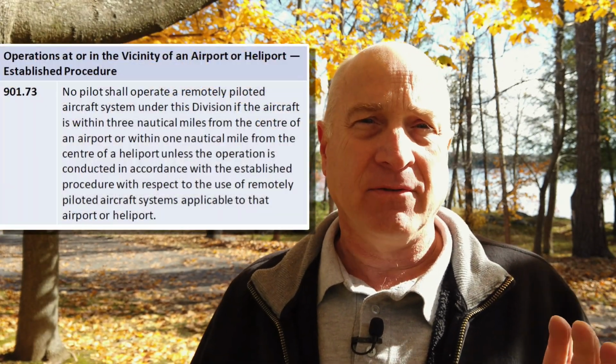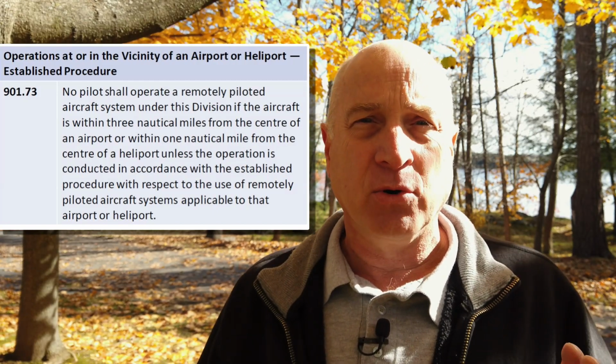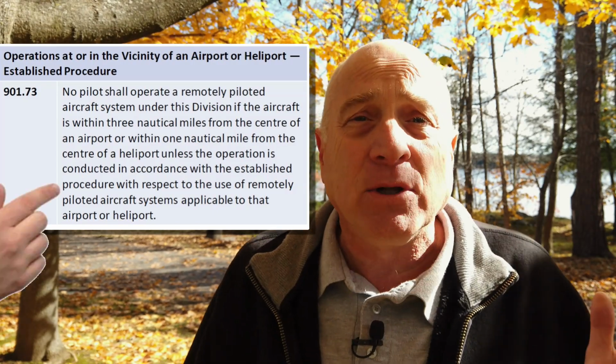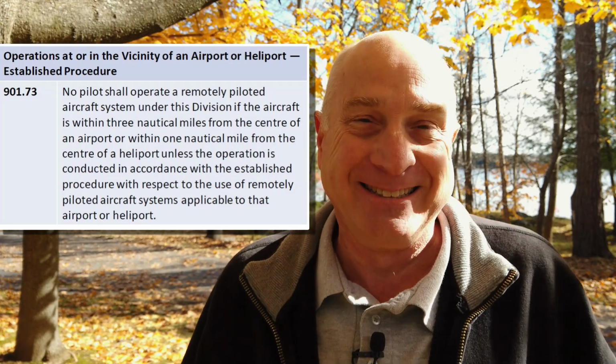So first of all, this is great. We finally have a formally documented, established procedure. Regulation 901.73 stated that for advanced operations within 3 nautical miles of airports and 1 nautical mile of a heliport, we must follow those aerodromes' established procedures. And now we actually have some. This is great. And it's particularly good that in the event that we cannot contact the aerodrome, or if the aerodrome doesn't have its own established procedures, we now have something to go by.